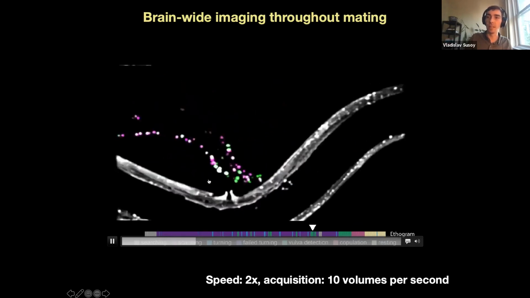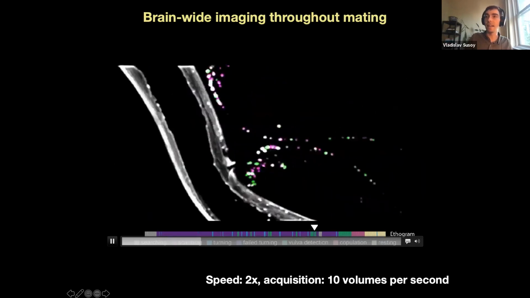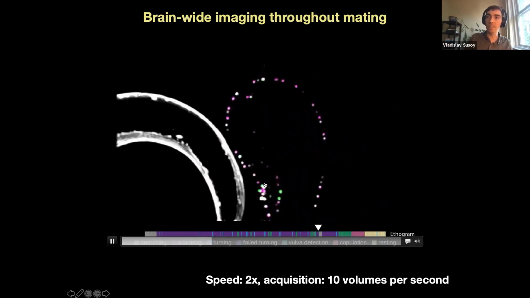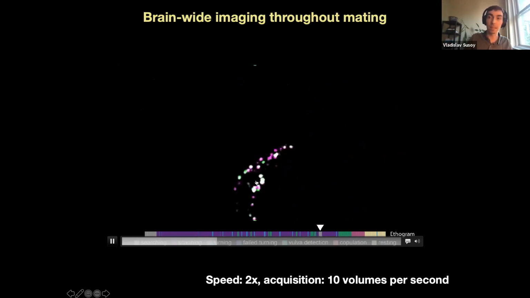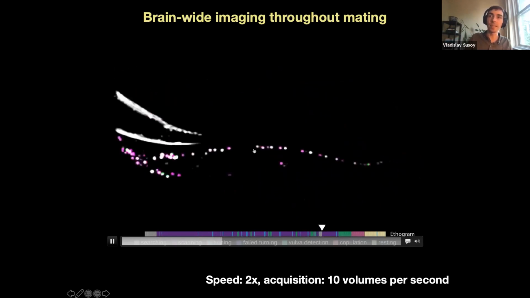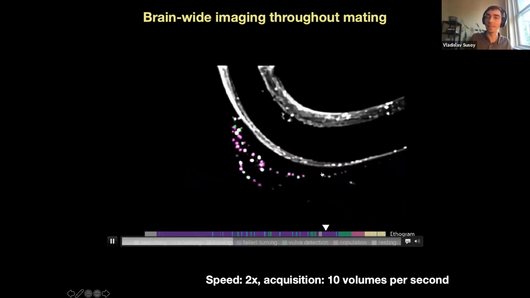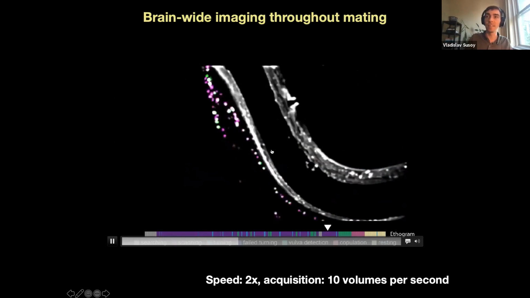It looks for the vulva right there. And mostly it pushes backwards. Sometimes it falls off the hermaphrodite completely, and then it needs to find it again. And then when it finds the hermaphrodite, it starts scanning for the vulva.